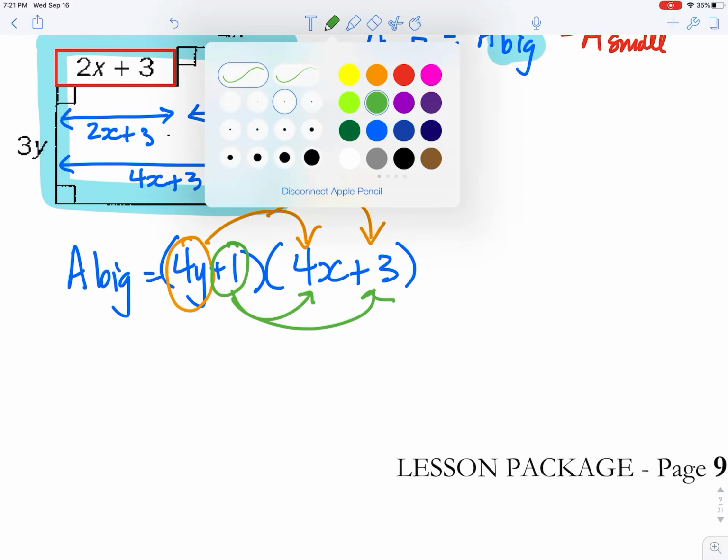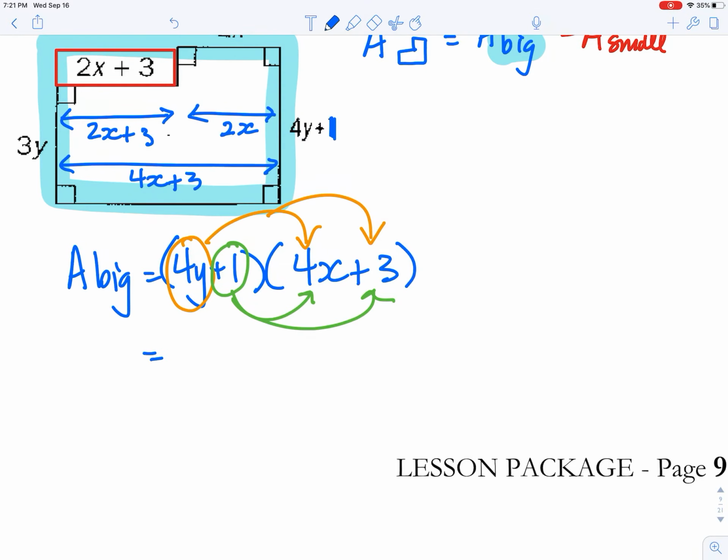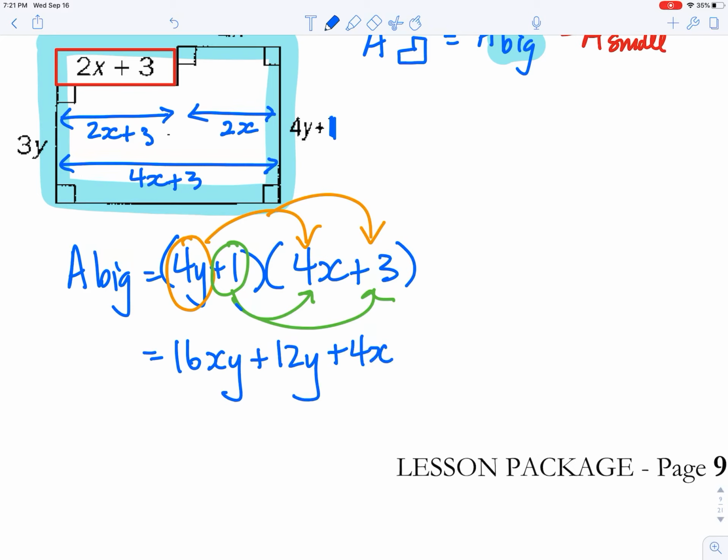So for this big one, the first orange arrow, 4y times 4x would give me 16xy. Second orange arrow, 4y times 3 gives me plus 12y. First green gives me 1 times 4x, so plus 4x. Plus 1 times plus 3 is plus 3. So that would be the area of the big.